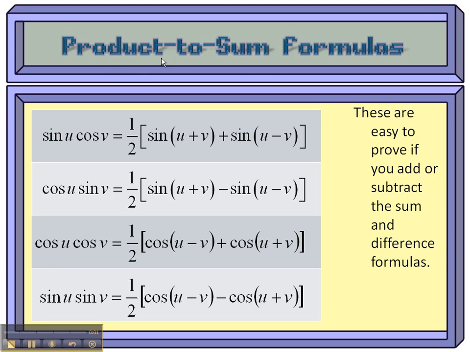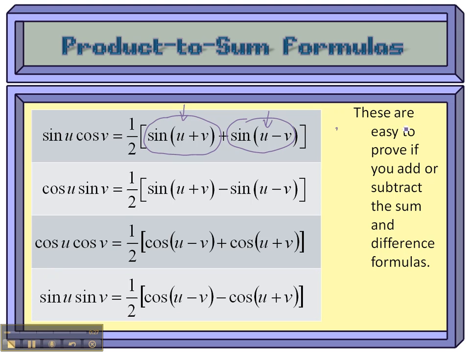Our next set of formulas are product to sum formulas. Just take a look, see how complicated these things are, but really they're not. If you look inside the brackets here, we've got the sine of u plus v and the sine of u minus v. Doesn't that look like the sum of two angles, like the sum formula that we've talked about before for sine, and this one just the difference formula?